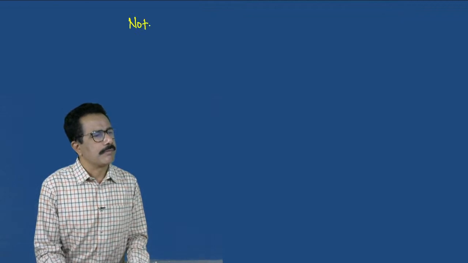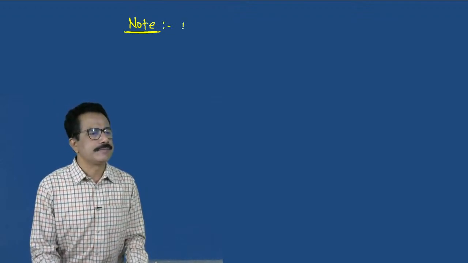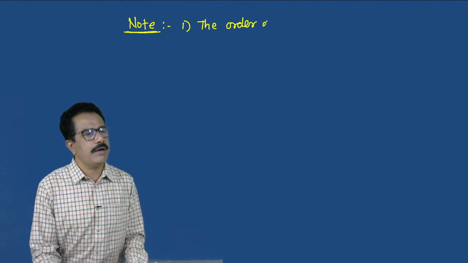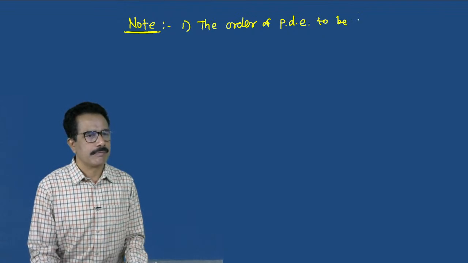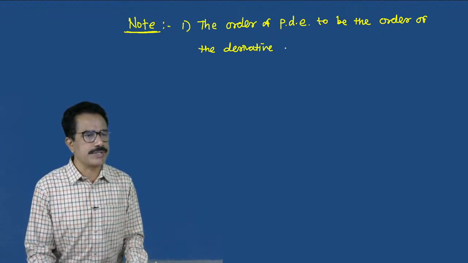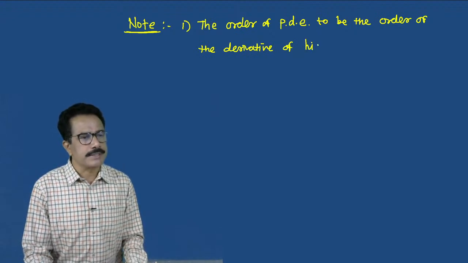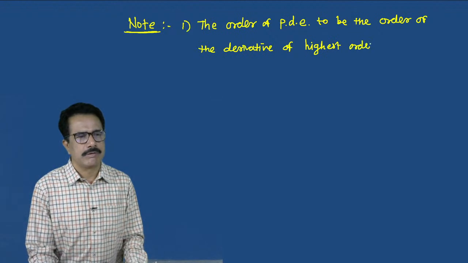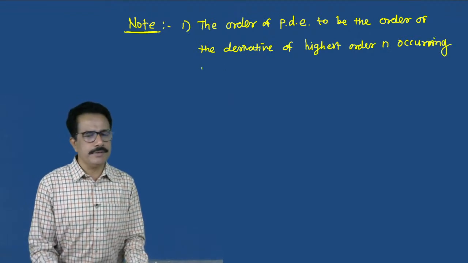Note, the order of a partial differential equation is defined to be the order of the derivative of highest order occurring in the equation.